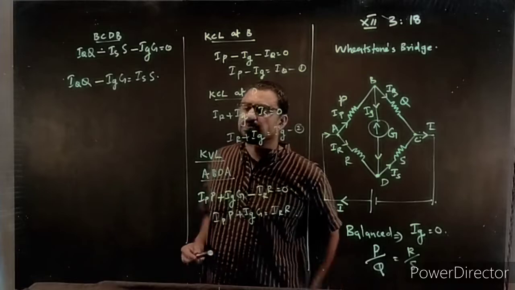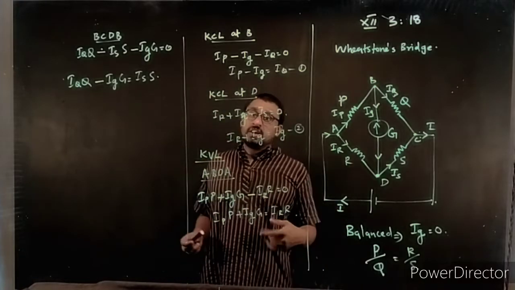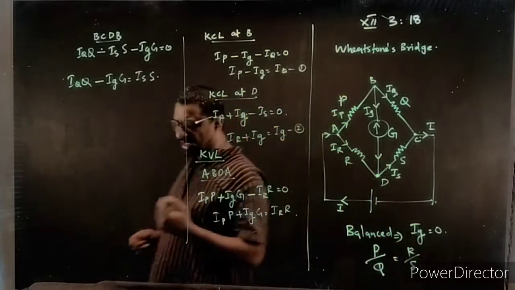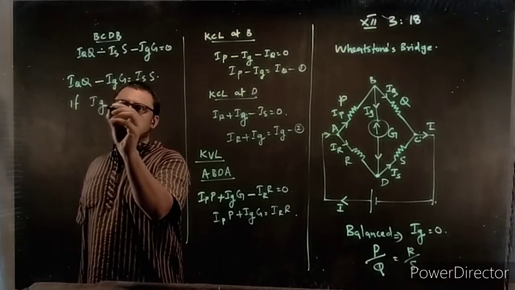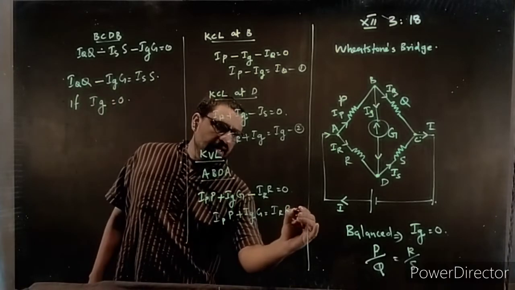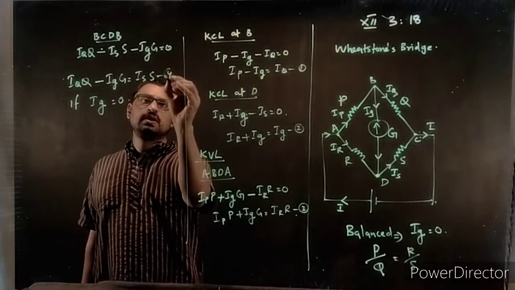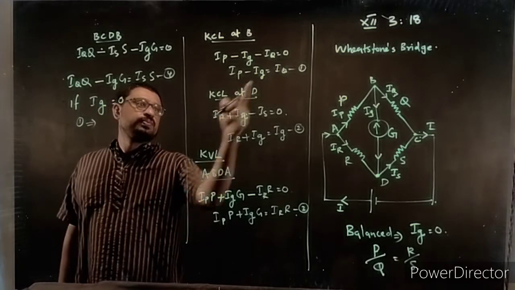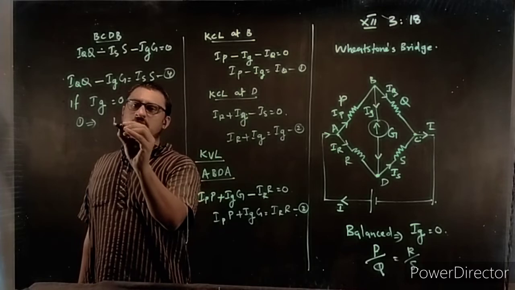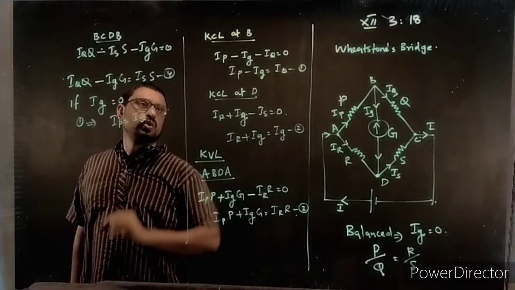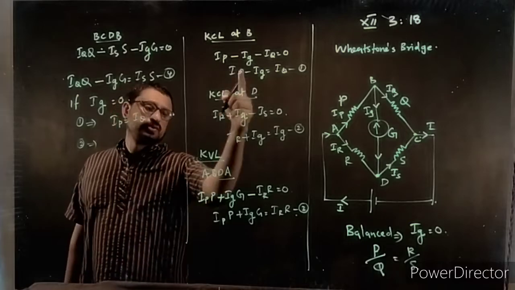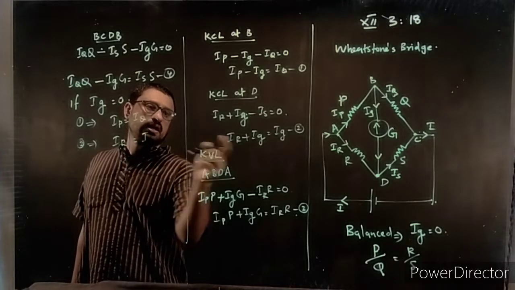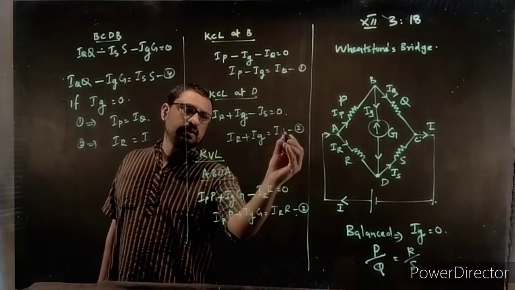Okay, now that's it. Now what I want to prove: if Ig equal to 0, P by Q equal to R by S. That's what I want to prove. Imagine if Ig equal to 0. And I will name them as equation 3 and equation 4. If Ig equal to 0, equation 1 gives you IP equal to IQ. Now 2 will give you, Ig equal to 0, IR equal to IS. Sorry, it was my mistake.